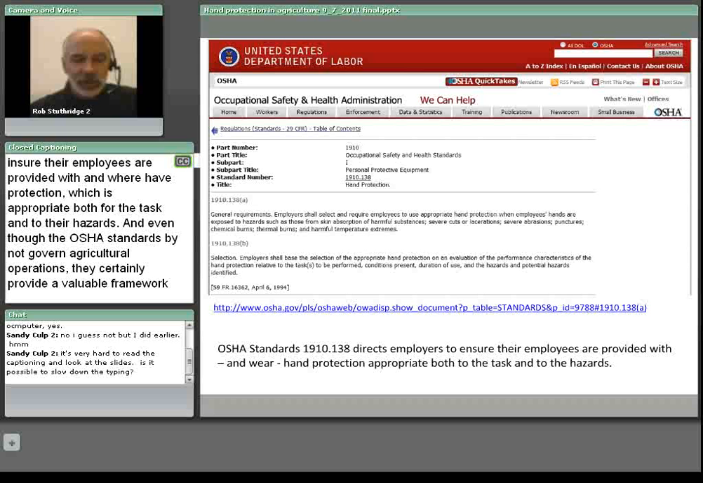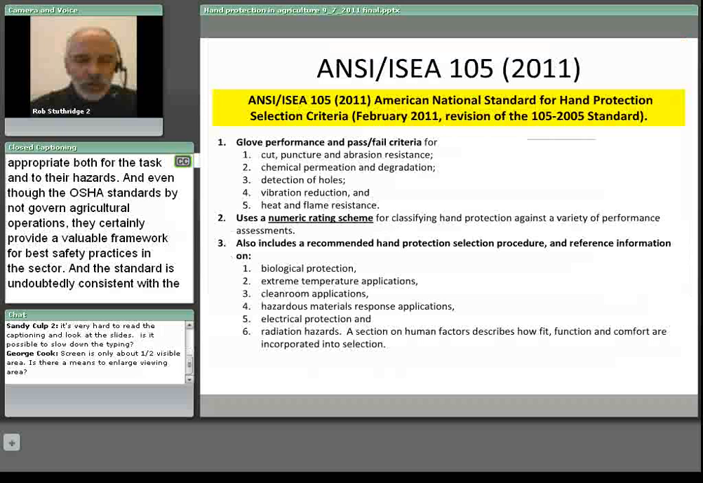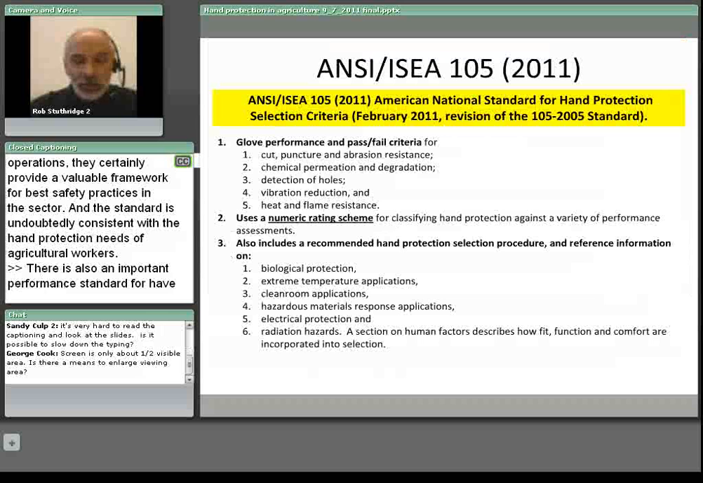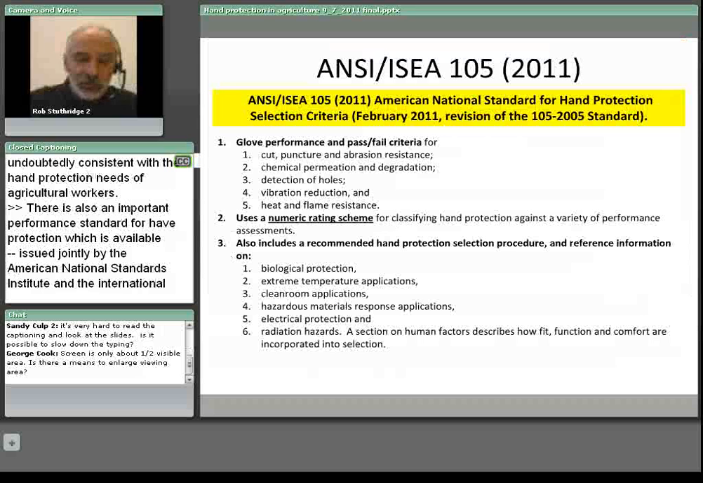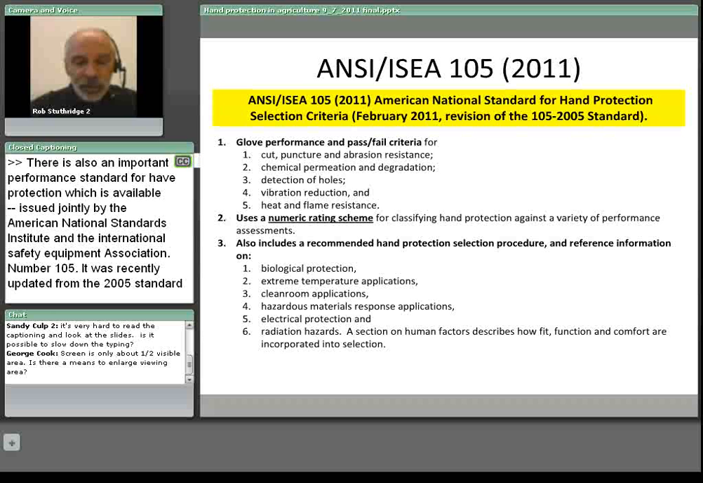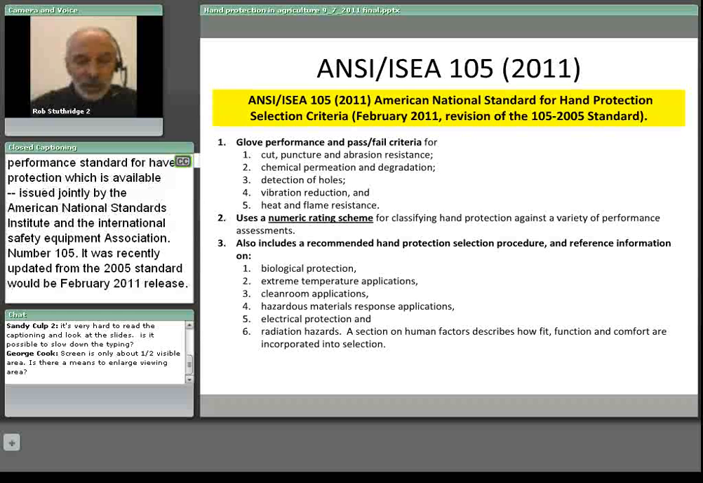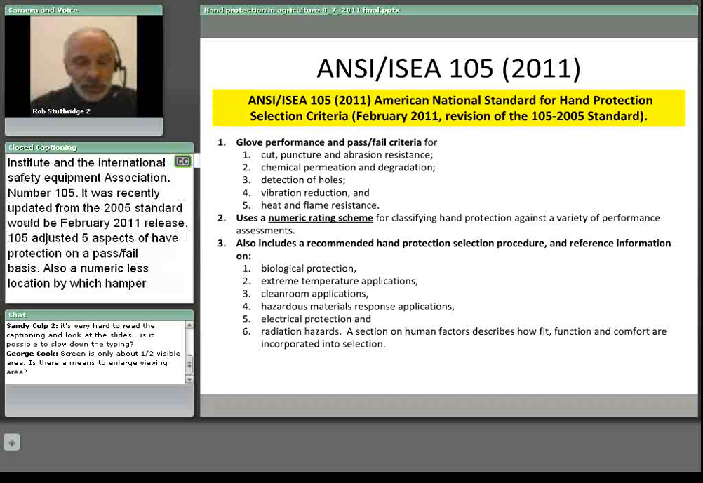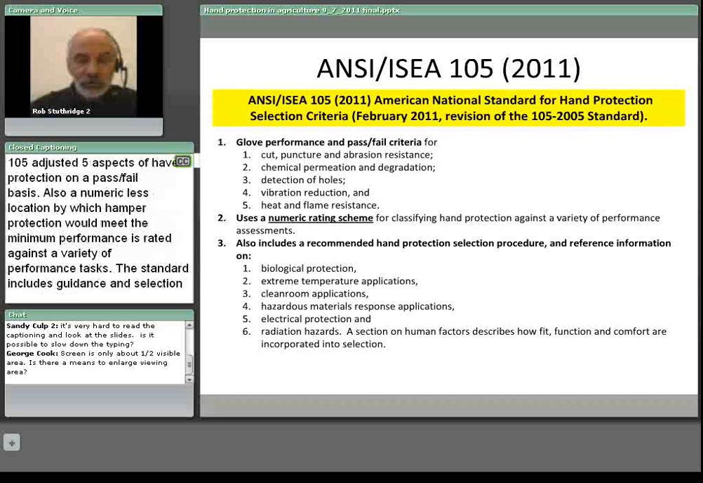There's also an important performance standard for hand protection, which is issued jointly by the American National Standards Institute and the International Safety Equipment Association as number 105. And it was recently updated from the 2005 standard with a February 2011 release. ANSI 105 addresses five aspects of hand protection performance on a pass or fail basis. It also provides a numeric classification by which hand protection that meets the minimum performance standard is rated against a variety of performance tasks. The standard includes guidance in selection procedures for hand protection, and it also usefully outlines some ergonomics advice on fit, function, and comfort.